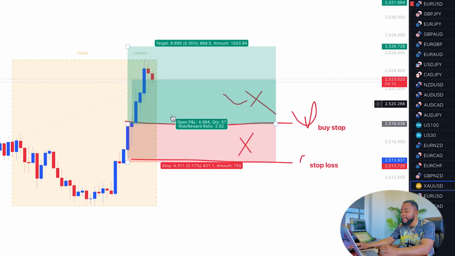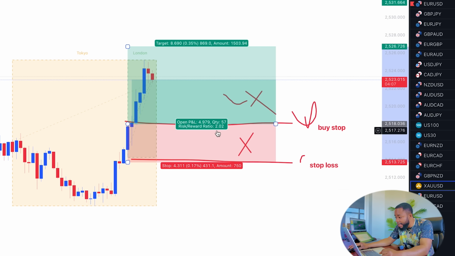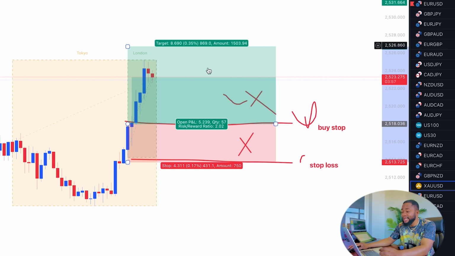Our buy stop is there, and you can see we are already up by more than 1x. Our take profit is right here. If I click on these two, you can see we are risking about 41 pips, and we are going for almost 86 pips. That's a risk to reward. If you check here, the risk to reward is 1:2.